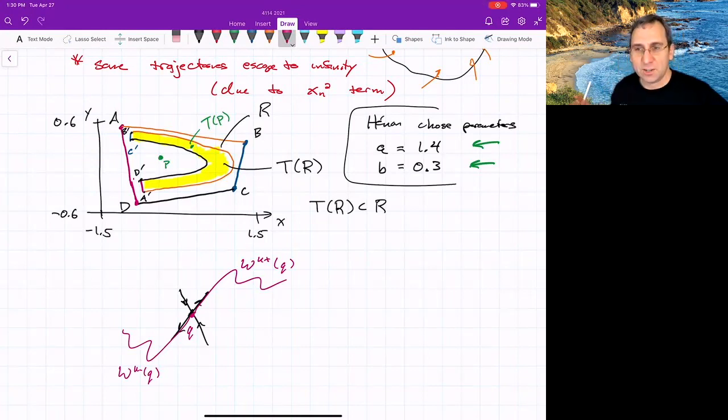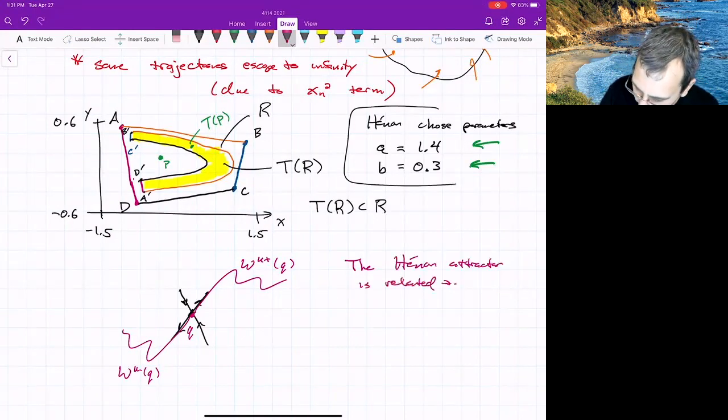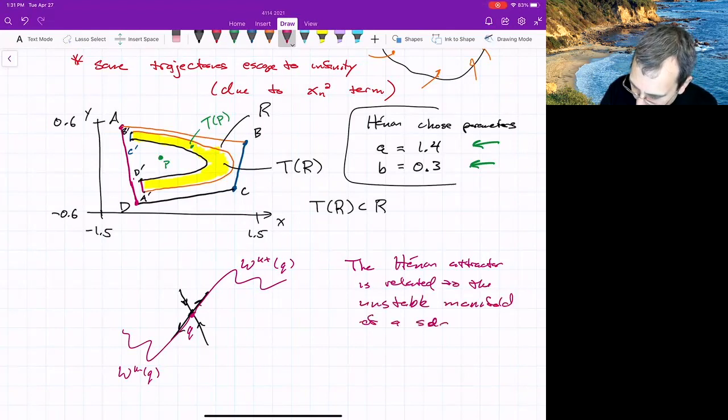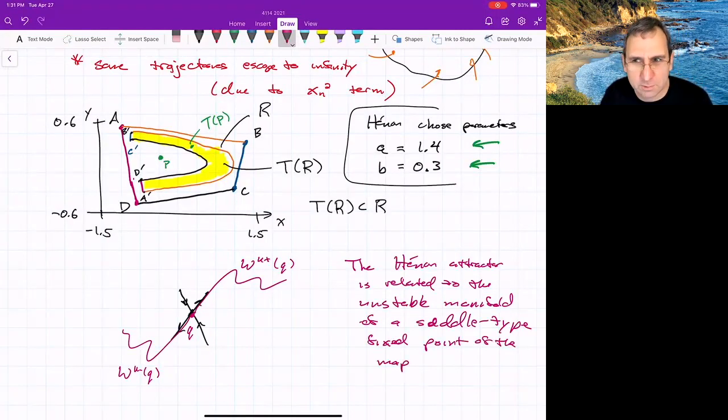But in terms of long-term dynamics, where things will show up, they will tend to collect along unstable manifolds. They're like attractors. We sometimes call them attracting sets because things will tend to accumulate along the unstable directions of fixed points or other objects. The Hénon attractor is related to the unstable manifold of a saddle point of the map, a saddle type fixed point of the map.